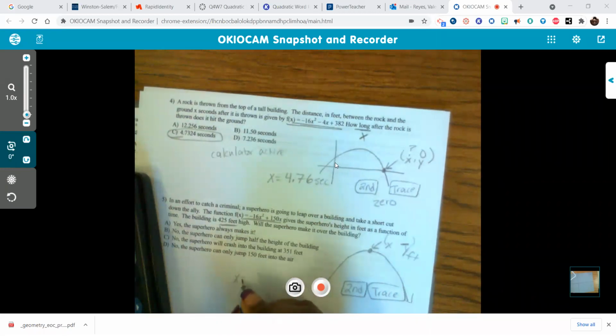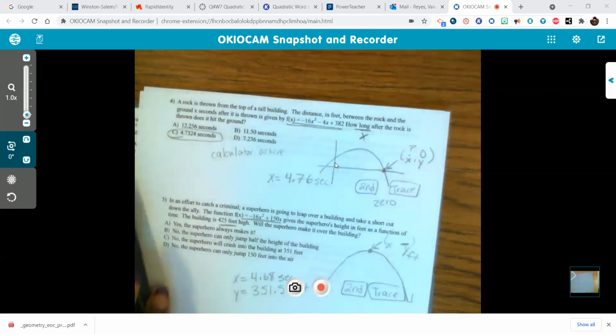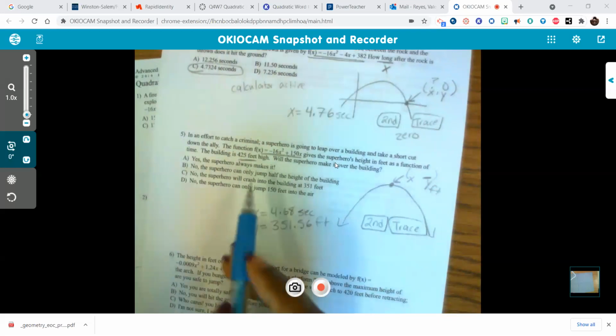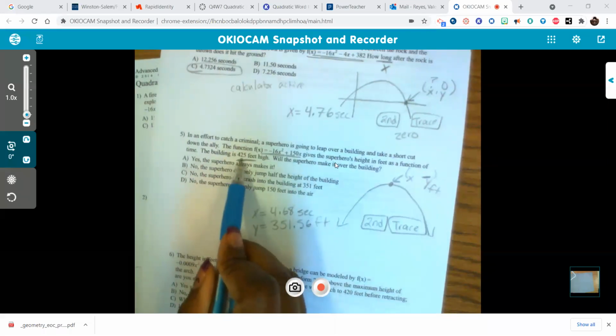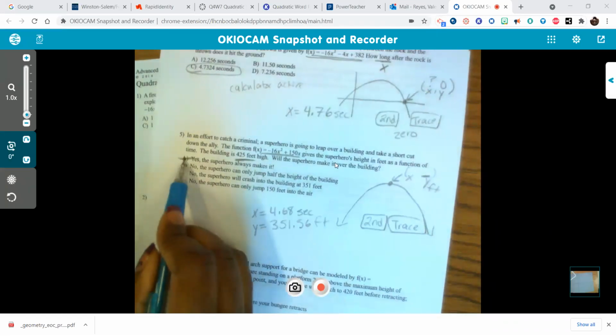So X is equal to 4.68 seconds. So in 4.68 seconds, he reached his highest point at 351.56 feet. So did he jump? Can he jump high enough? Can he jump over a building that's 425 feet high? No, he won't make it. So A is not true, okay?